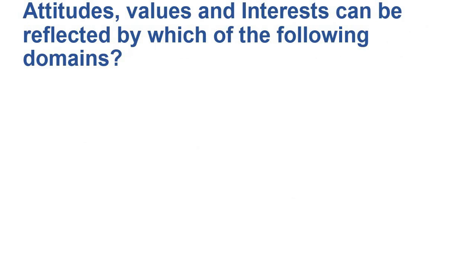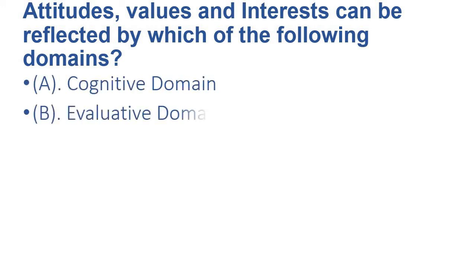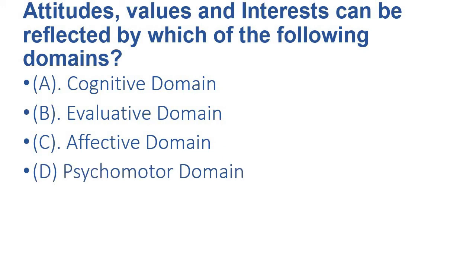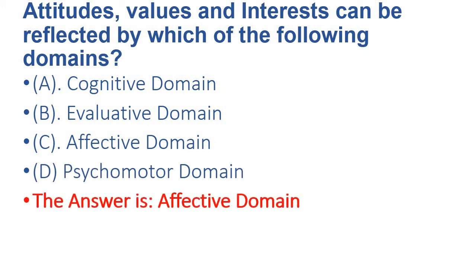Attitudes, values, and interests can be reflected by which of the following domains? A. Cognitive domain. B. Evaluative domain. C. Affective domain. D. Psychomotor domain. The answer is affective domain.